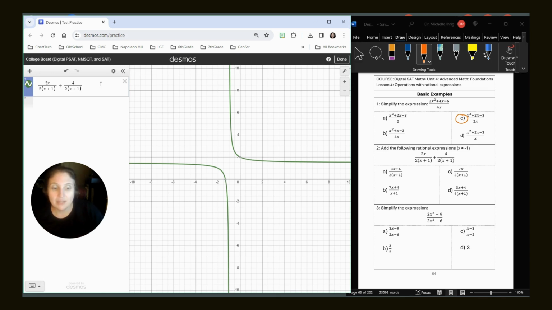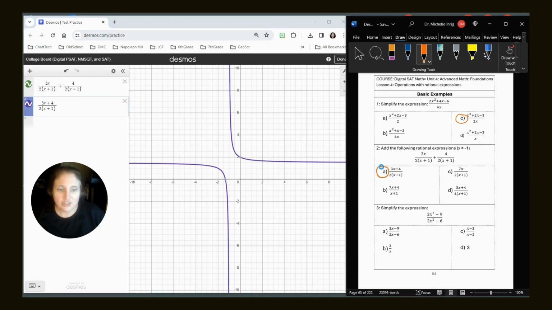All right, let's put in choice A. So again, we don't care what the graph looks like. And I did not do the functions, and you don't have to. I just sometimes like to do the functions. We've got 3x plus 4 in the numerator, and we've got 2 times x plus 1 in the denominator, and the graph is the same. I can stop right there.